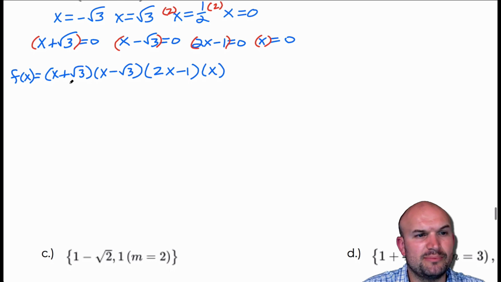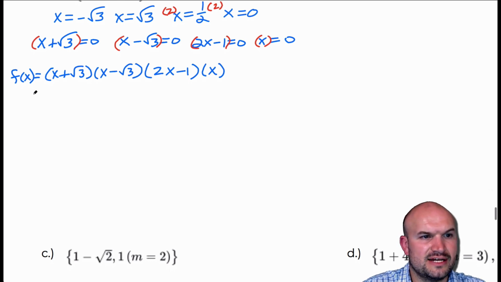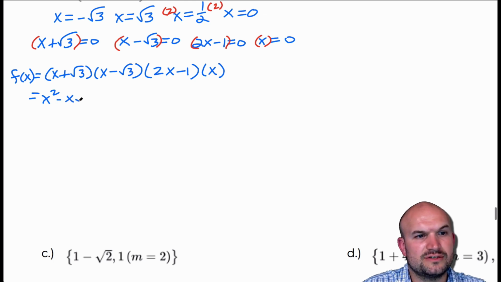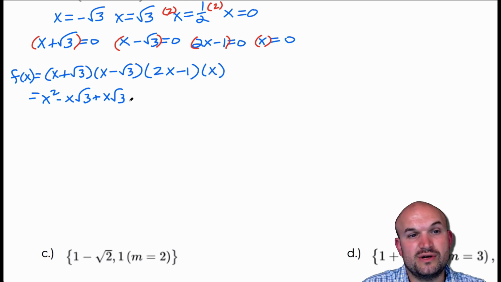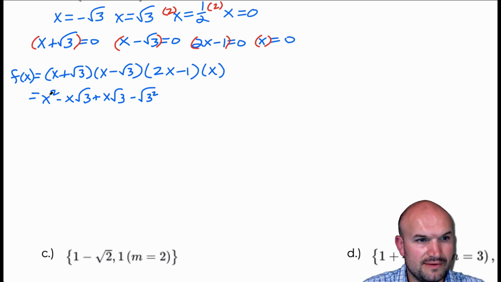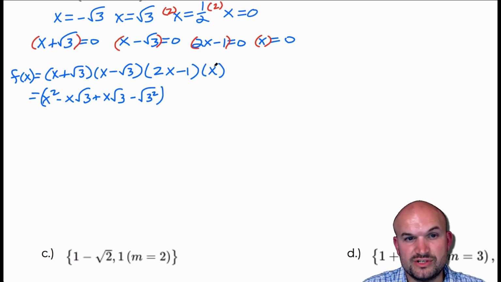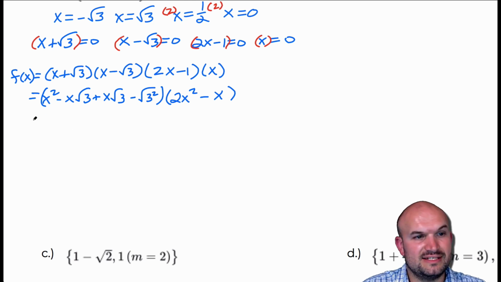So if we just apply the distributive property here, x times x is x squared. x times negative square root of 3 is negative x square root of 3. x times square root of 3 is positive x square root of 3. Oops. And then square root of 3 times negative square root of 3 is going to be a negative square root of 3 squared. Okay, now again, this product is still multiplied by this product, which I will apply the distributive property to, to give me 2x squared minus x.